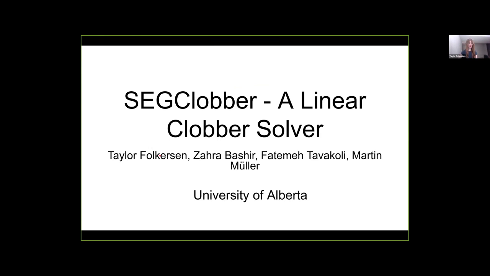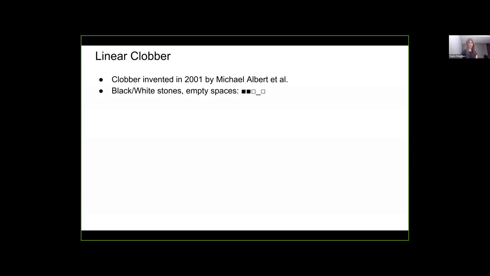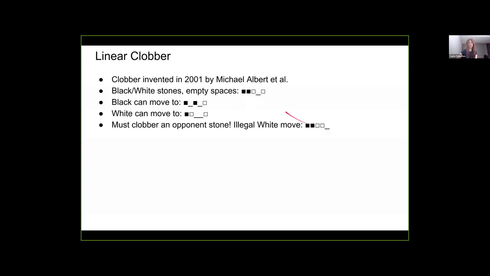Okay, hi everyone, I'm Taylor. I'm from the University of Alberta, and today I'm here to talk about SEGClobber, which is our group's linear Clobber solver. So firstly, Clobber was invented in 2001 by Albert and others. It has black and white stones and empty spaces, and on a player's turn, their only legal moves are to move one of their own stones to replace an adjacent opponent stone. So for example, black can move this second stone to the right. Likewise, white can move this third stone to the left. Note that you cannot move to an empty space, so white cannot move this last stone left.